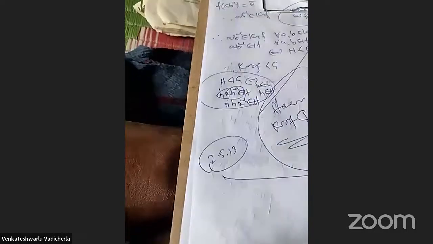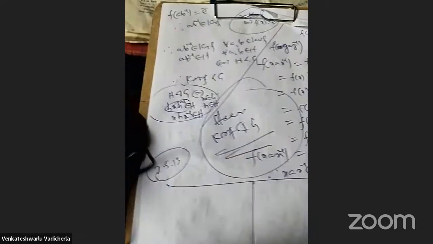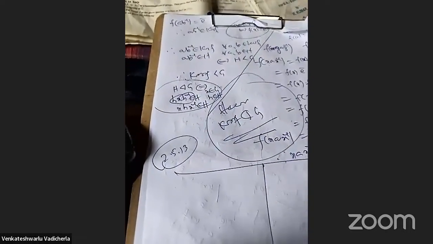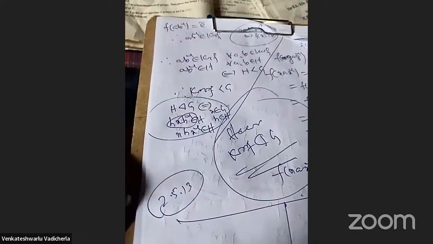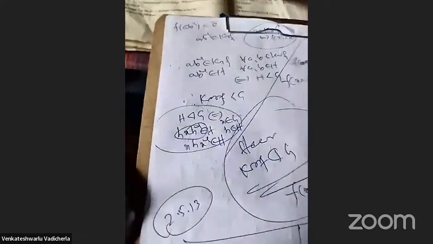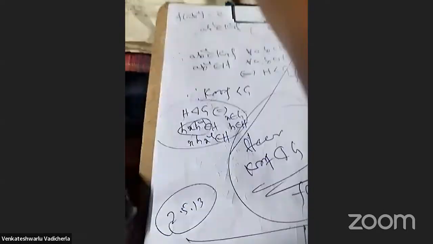Look, once again I will read the sentence. G be a group, N be a normal subgroup of G. The mapping pi from G to G by N defined by pi of a is equal to N a for all a an element of G is an epimorphism with kernel pi equal to N.